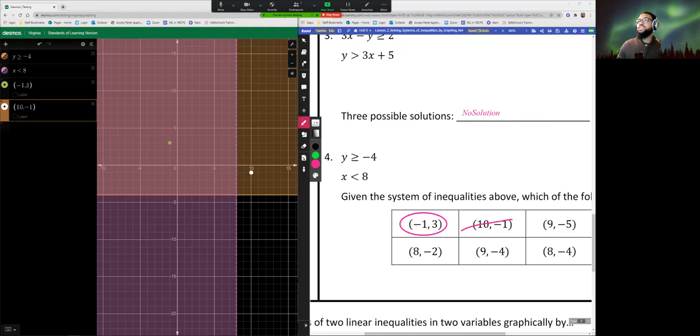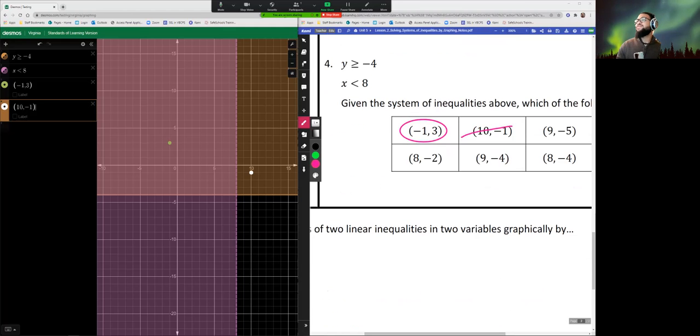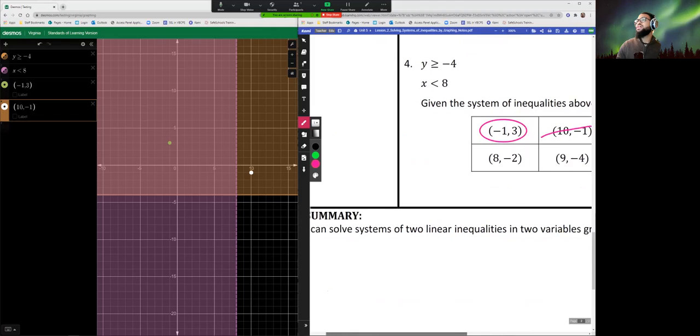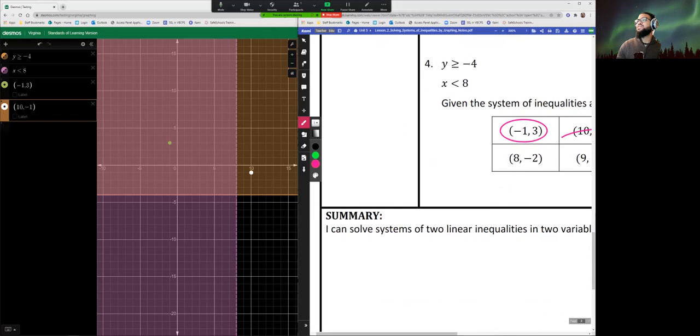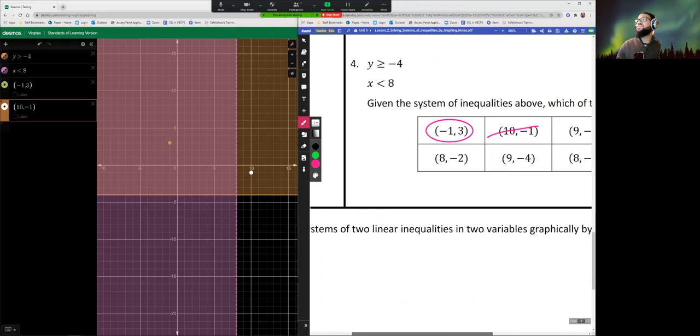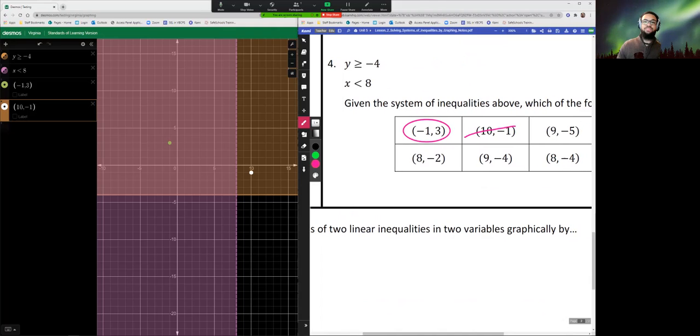I want you to go through, check the rest of these, and when you're done working on the classwork, go ahead and fill out the summary here. We've gotten you started. It says I can solve systems of two linear inequalities in two variables graphically by. Go ahead and just summarize the process. Once you finish with these example problems, summarize the process in the summary below, and then move on to the classwork, okay? When you're done with that, let me know. If you have any questions, please ask, and I will do my best to help you.